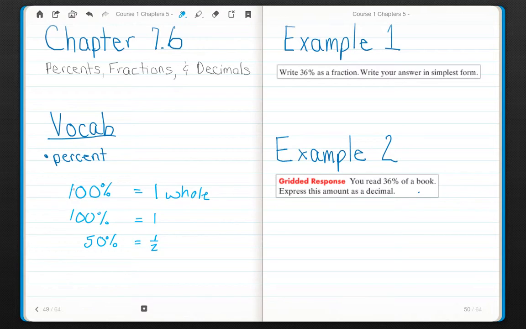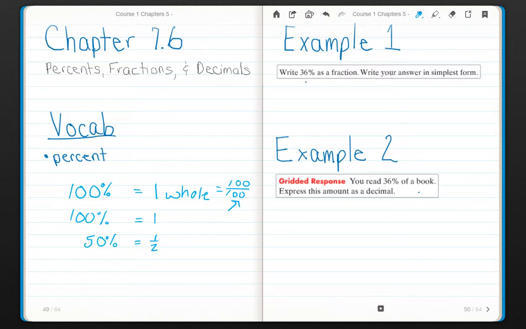Percents are always out of 100, because 1 whole is the same as saying 100 100ths. I have 100 pieces out of 100 possible. The denominator, when converting a decimal or a percent to a fraction, is always 100. Okay, so let's go ahead and take a look at example 1.